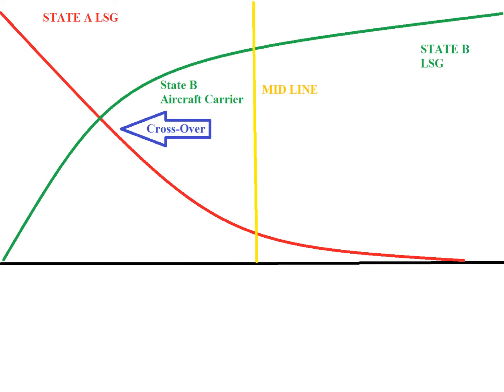And here you can see the intersection between the red loss of strength gradient and a green loss of strength gradient between states A and B. Now, state B has an aircraft carrier, so that they can pass the geographic midline and extend their power even farther to the crossover point. And so we would expect conflict to occur at that crossover point.